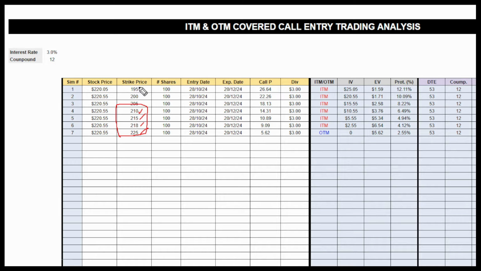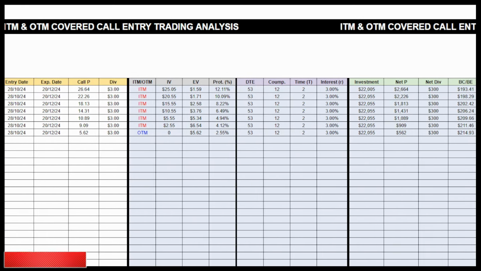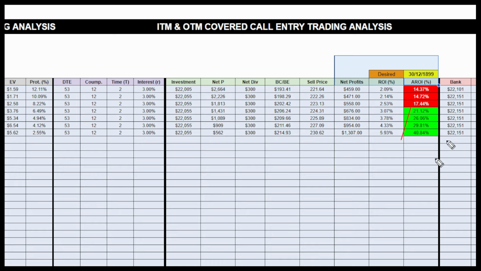You ain't gonna trade the 195, the 200, 205 strike prices. You're not going to trade those ones. You're going to trade these four because they pass all the entry criteria, as you guys can see here on our annualized rate of return calculation. This is how you select your strike price using ROI and annualized rate of return, okay?